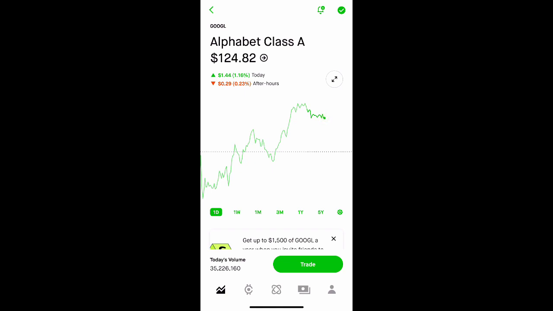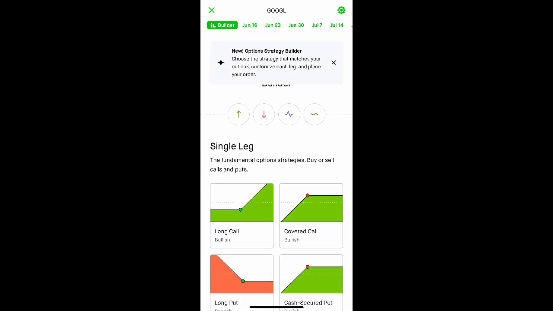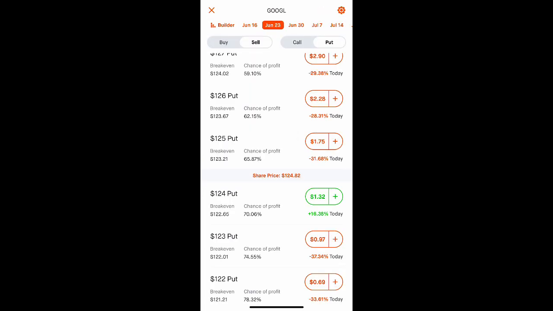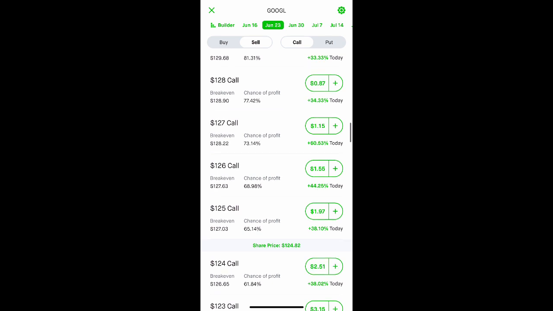So let's take a look here at the covered call options if we did 100 shares of Google. What you would do is hit trade options. We would choose an expiration date. Again, we'll go to June 23rd, and this time we're going to go to sell call at the top of the screen. Here we can see all of the different call options that Google has. So let's say we owned Google right now at $124 a share. If we wanted to sell a covered call for next week at the $128 a share, that means you'd get paid 87 cents per share or $87 for 100 shares.